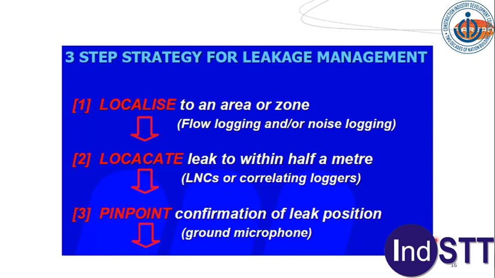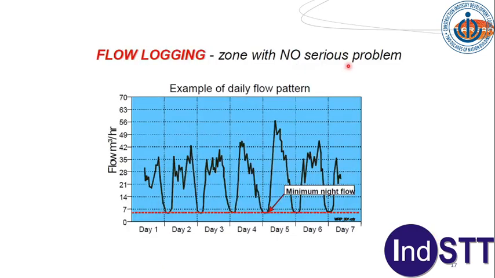First is, let's say, localize. Once we do flow logging, let's say this red line which you see is the minimum night flow, and across all the days the minimum night flow remains the same. So basically it's an example of a daily flow pattern with no serious problem. This zone does not have any serious problem, and that's why minimum night flow remains at the minimum, with a trend which remains constant over all the days.